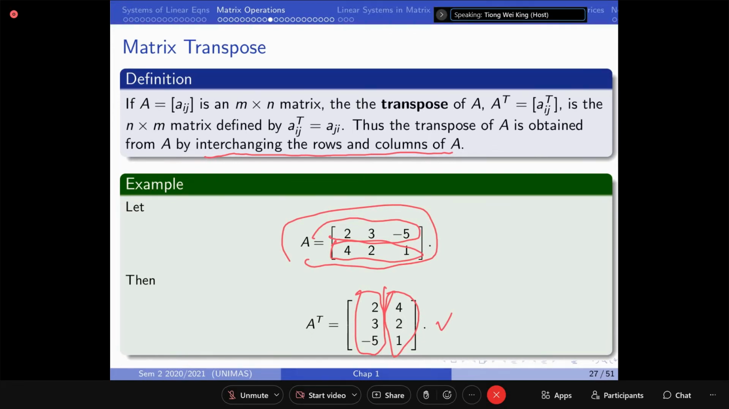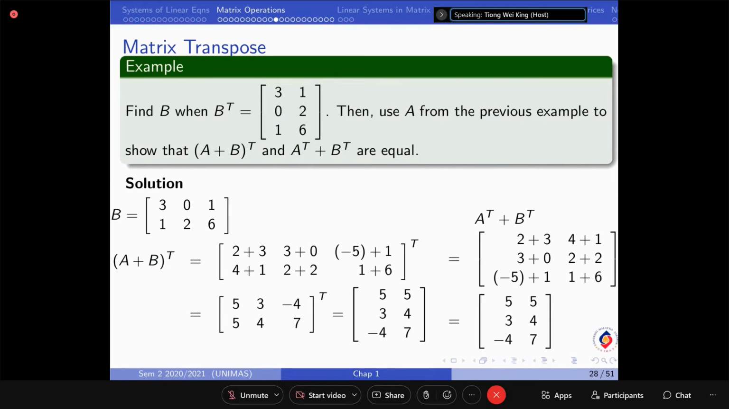Okay, that's matrix transpose. Now this is a combination of a transpose and a matrix addition. Find B when B transpose is given this. Then use A from the previous example to show that (A plus B) transpose and A transpose plus B transpose are equal. Okay, so given B transpose is this, find the original B. So again, column become row, column become row. Okay, so this is our matrix B.